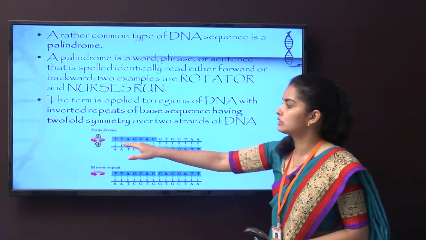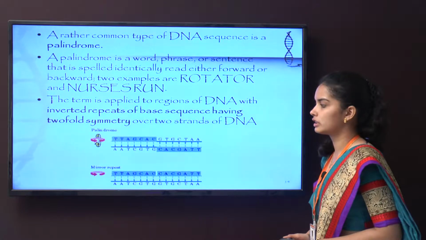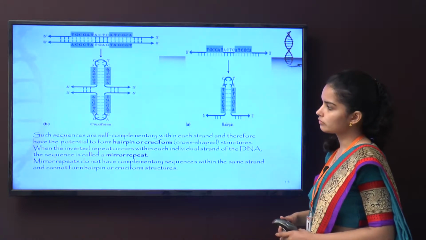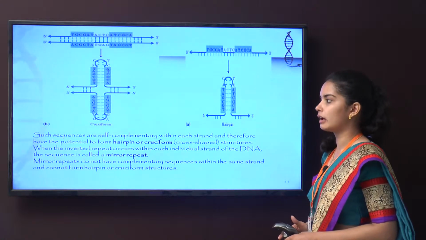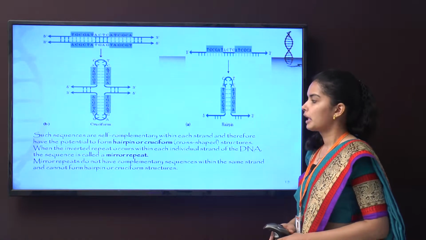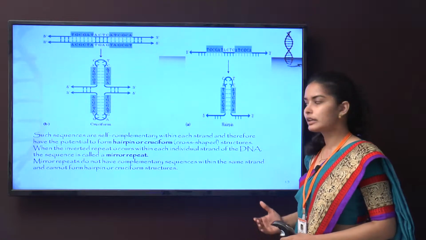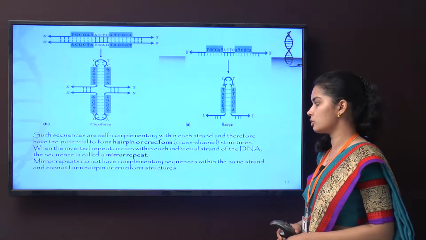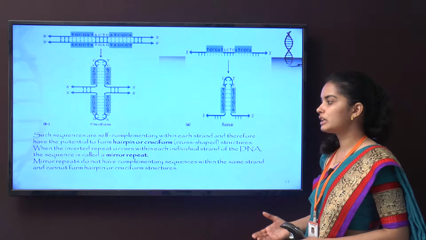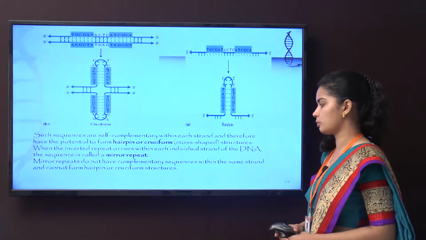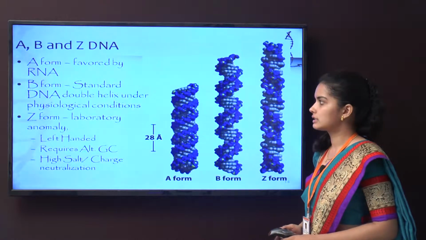This is a palindrome, which means if you read it forward as well as backward, it is the same. It is known as a palindrome. Such sequences are self-complementary within each strand and therefore have the potential to form hairpin or cruciform, that is, cross-shaped structures. When the inverted repeats occur within each individual strand of DNA, the sequence is known as a mirror repeat. Mirror repeats do not have complementary sequences within the same strand and cannot form hairpin or cruciform structures.